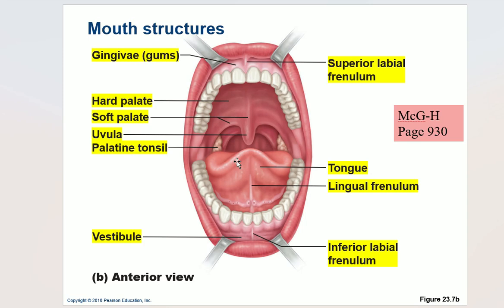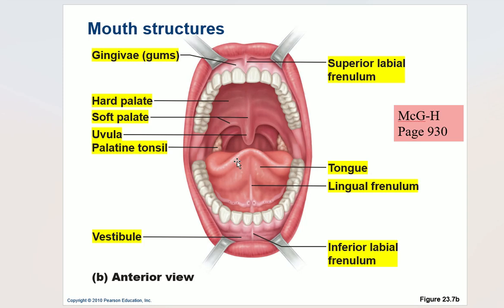So back in the day, this was a really big problem. Today, to fix this, all doctors do is clip the frenulum and make it so it's not so tight, and so the tongue is more mobile. It's a very simple procedure nowadays.